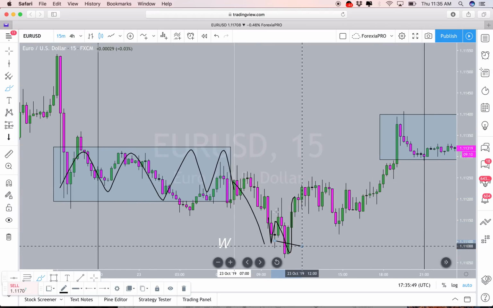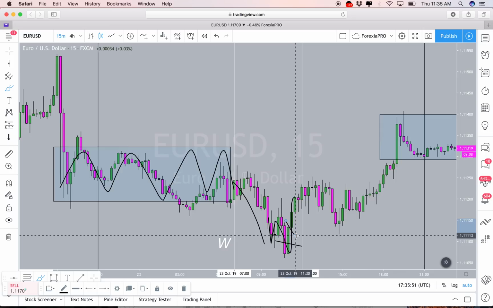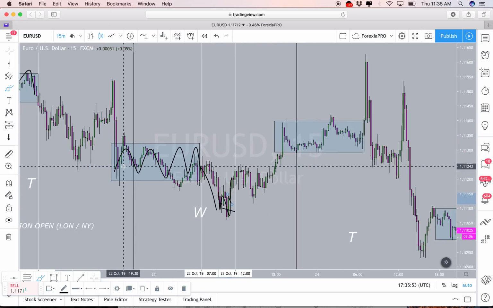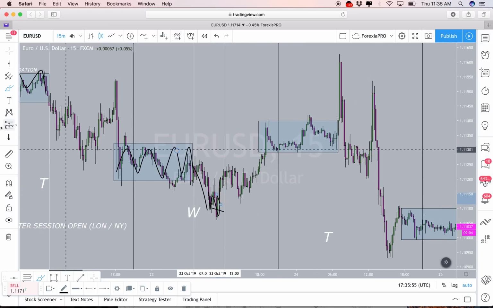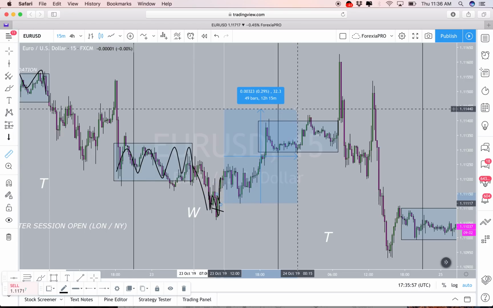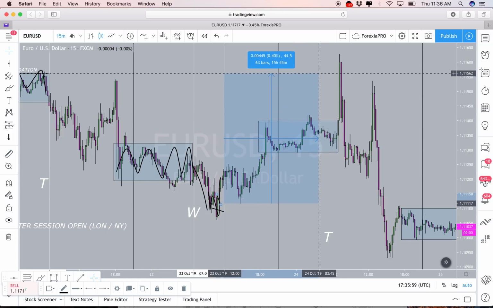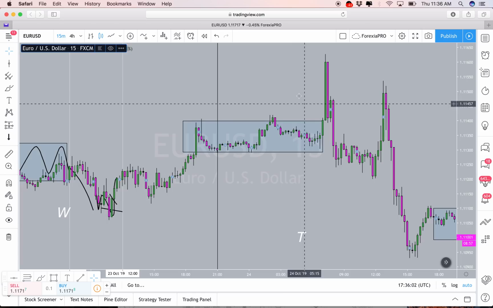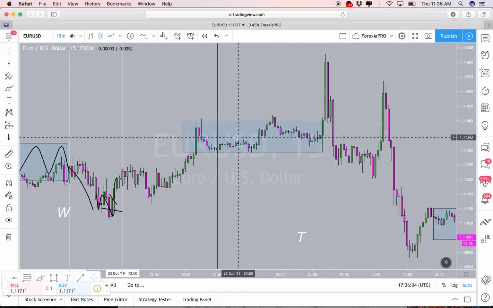Perfect entry off the low of the day. Easy, 30 to 50 pips. End the day in consolidation once again.